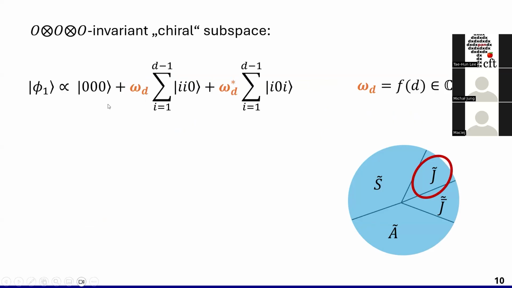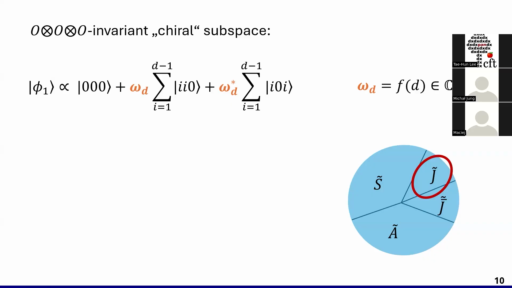The first one is we have ket 0, 0, 0 plus some complex number omega d, times the sum of I, 0, 0... where I is summed from 1 until d minus 1, and the complex conjugate of this omega times I, 0, I. And this omega d is now different from the phase before. It's a complex number that depends on the dimension d.